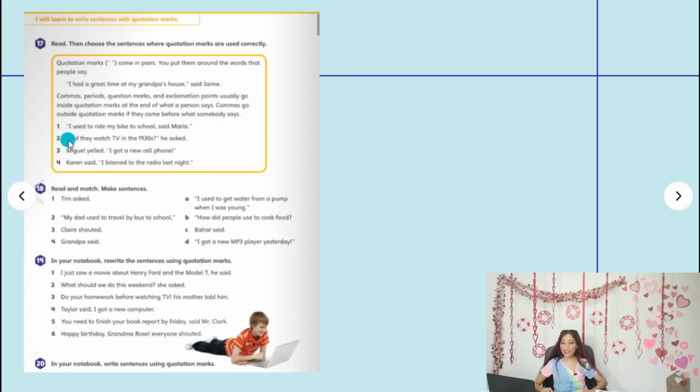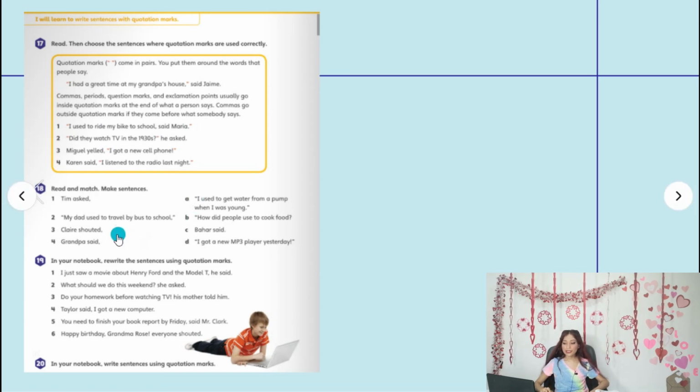For example, number 1, "I used to ride my bike to school," said Maria. Number 2, "Did they watch TV in the 1930s?" he asked. Number 3, Miguel yelled, "I got a new cell phone." Number 4, Karen said, "I listened to the radio last night," okay? So, you're going to mark in here or choose the ones where the quotation marks are used in a correct way.